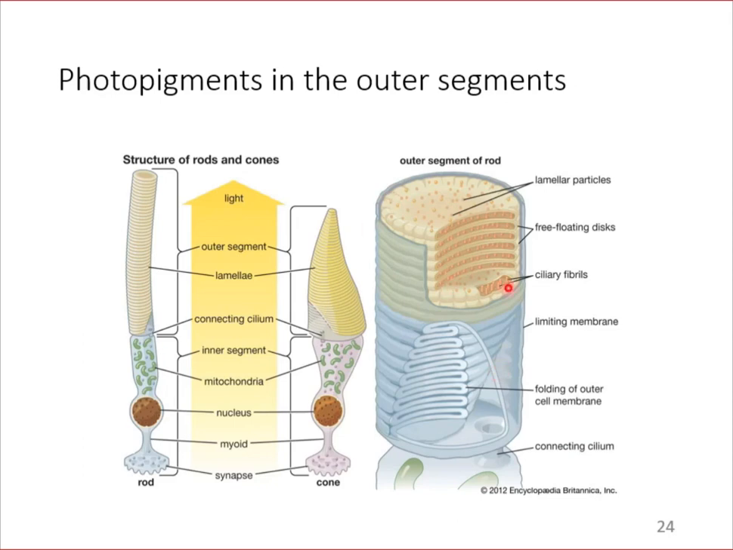And within the outer segment, there are many photopigments. When light within specific wavelengths interacts with those pigments, an electrical signal is delivered out from the rod and cone cell.